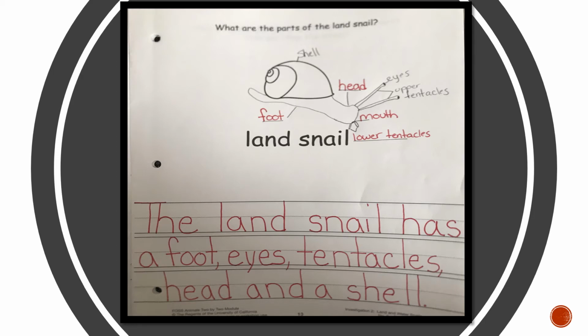And then I just finished up my sentence. The land snail has a foot, eyes, tentacles, head, and a shell. Those are really some of the main parts. Notice I did use a capital letter at the beginning of my sentence, spaces in between the words, commas to separate, and a period at the end for that punctuation. You may go ahead and pause the slide and finish up. If you need to correct anything or fill in some missing spots, please do so now, and then start us back up when you're ready.